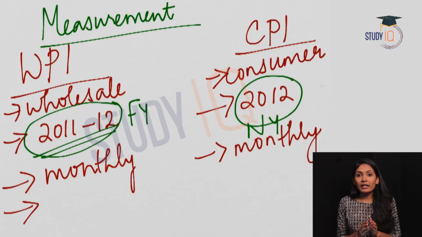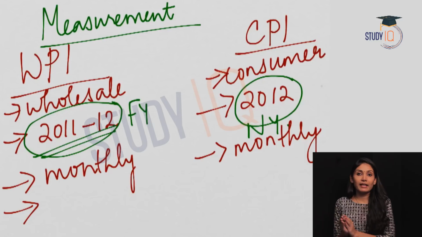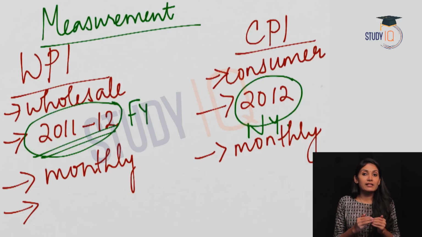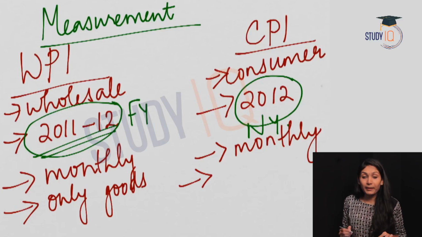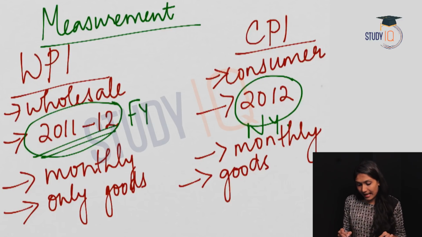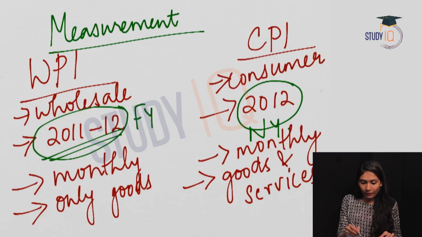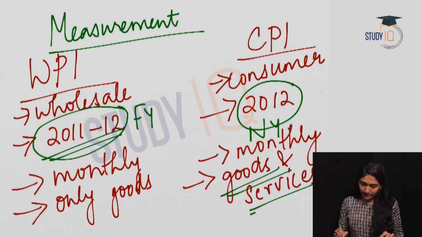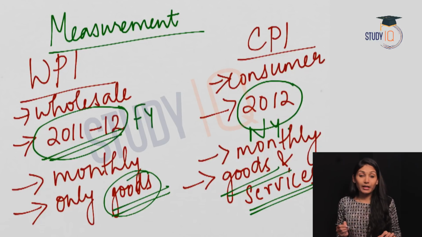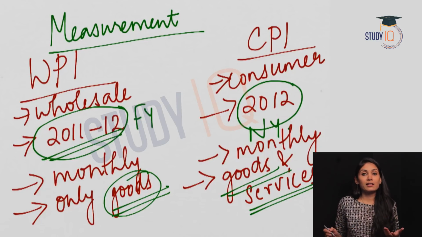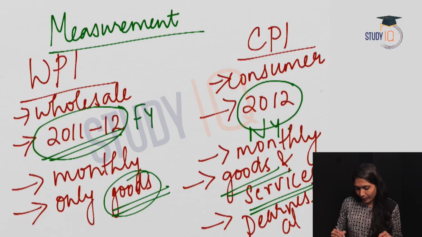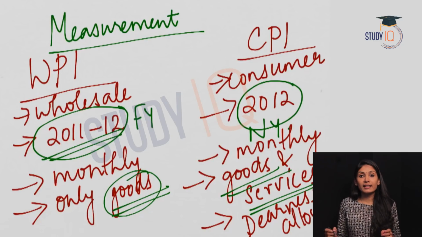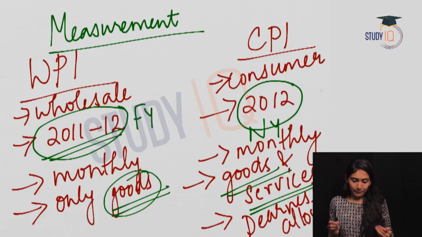The most important difference between the WPI and the CPI is that WPI takes into consideration only the prices of goods, but CPI takes into consideration goods and services, the prices of both goods and services. But here only goods. In WPI, it's only the prices of the goods. CPI is used for the calculation of dearness allowance. You must remember this point. Dearness allowance of employees are calculated on the basis of CPI.